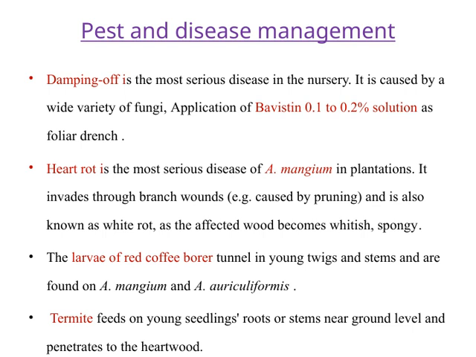Moving on to plantations, heart rot is the most significant disease affecting A. mangium. It tends to invade through wounds on branches, often caused by pruning, and is also called white rot because the affected wood turns whitish and becomes spongy.